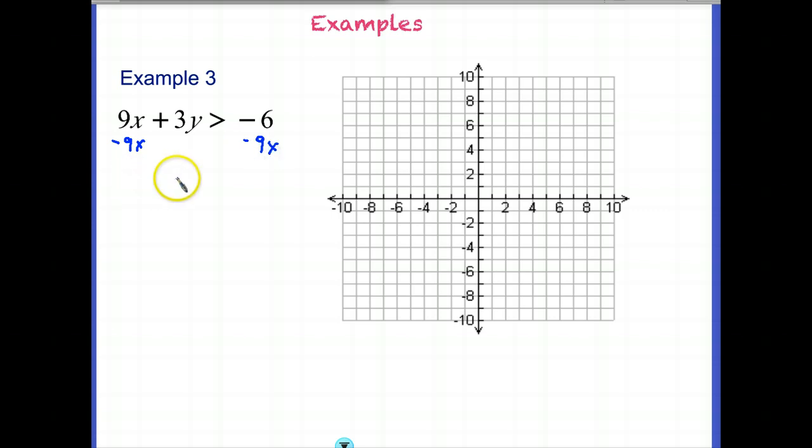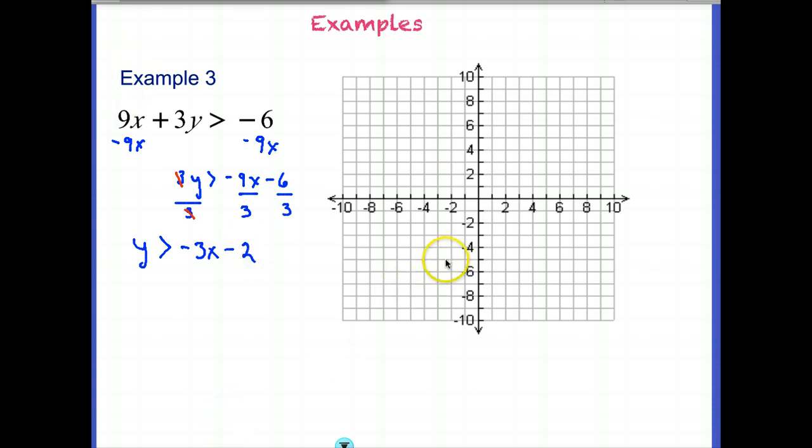So I subtract 9x from both sides, and I end up with 3y is greater than negative 9x minus 6. Then I'm going to divide everything by 3 in order to get the 3 away from the y and move it to the other side. 3 divided by 3 gives me 1y. So my final equation will look like this. Y is greater than, and I'm going to go ahead and do negative 9 divided by 3, which comes to negative 3x, minus negative 6 divided by 3 is 2.